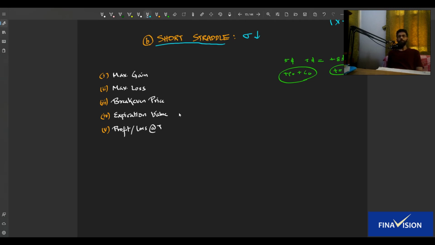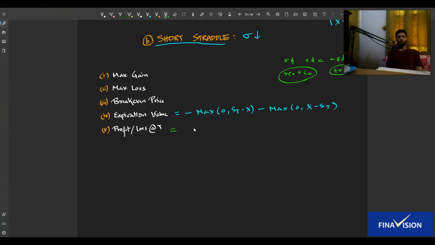Now what is the value at expiration? We have sold both of them. So minus max of 0, ST minus X for the call option, and minus max of 0, X minus ST for the put option. This is the expiration value at t equal to T, or t equal to expiry. What is the profit and loss?